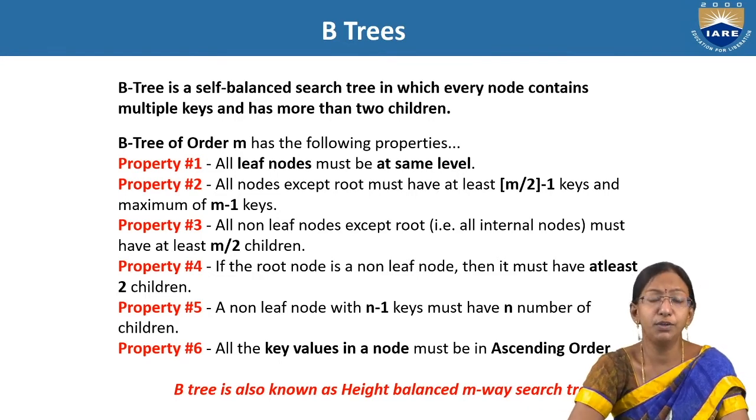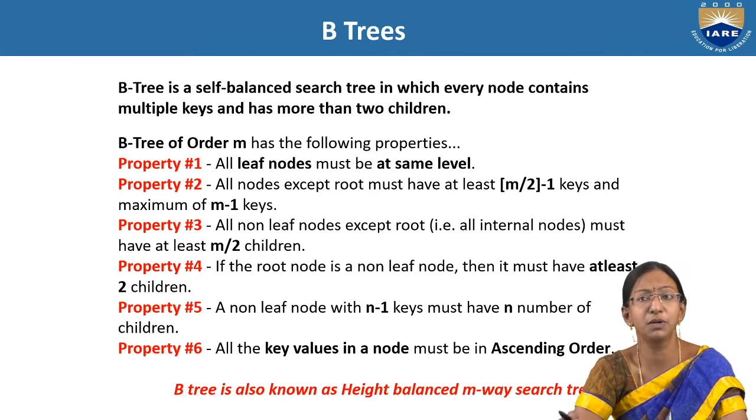Property 4. If the root node is not a leaf node, then it must have at least two children. It is a hybrid point which comes from property 3. There is an exception in property 3 which says except the root node. But what if only a single node is present in the tree? Then at least m/2 children must be there. It must be binary in nature.